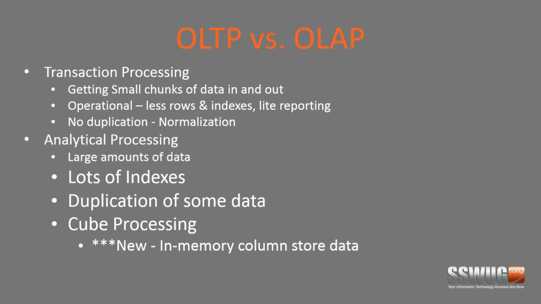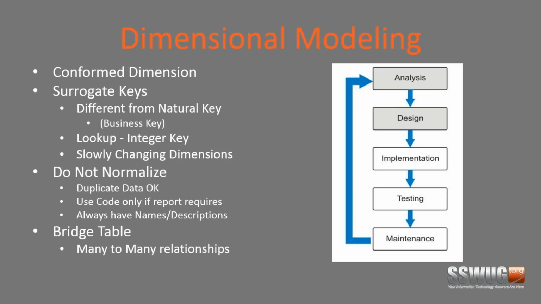When you move over to the analytical side, there's a lot of data, a lot of indexes. Duplication of data is okay. Don't be scared by it. And you might hear some things like cube processing. The latest things in the latest versions of SQL Server, as well as other relational and other types of database, is in-memory stuff. So in-memory is really building up a lot of steam. I even use column store indexes currently at work, so those are pretty neat things.